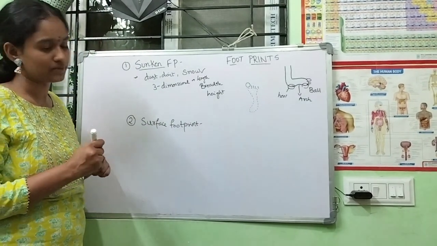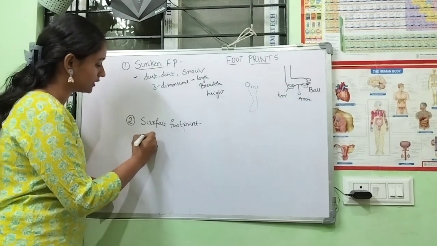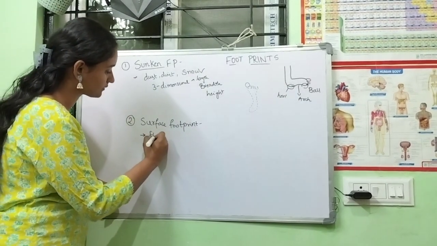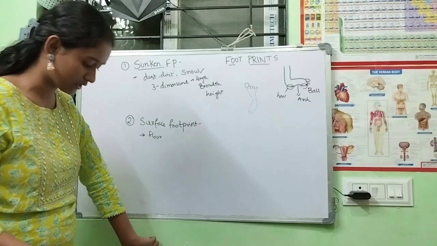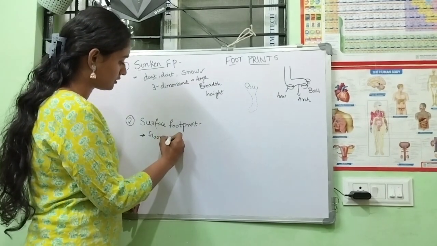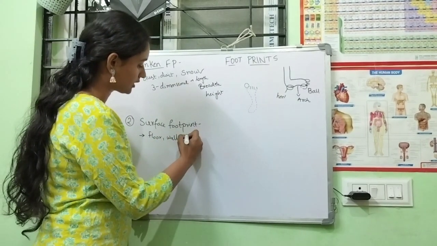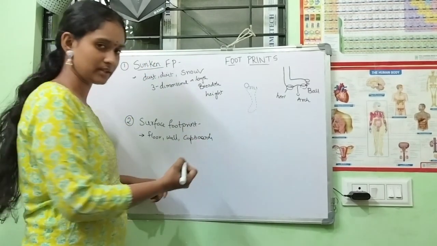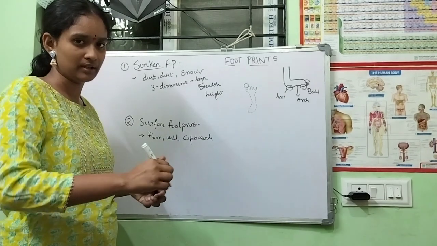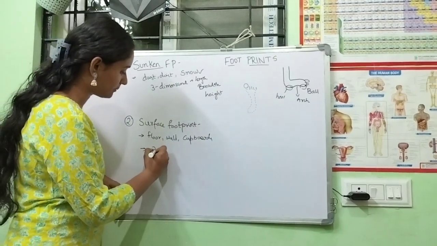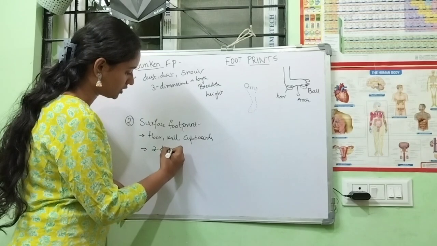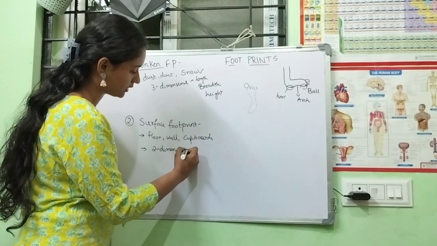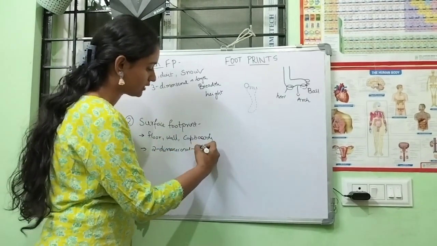And what do you mean by surface footprint? It is taken on the floors, or sometimes if you touch the walls, or on cupboards, wooden floors, things like this. The surface should be even. Here we get only the two-dimensional footprint, which means you have just a length and breadth.